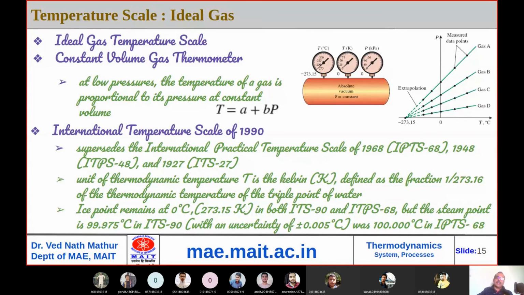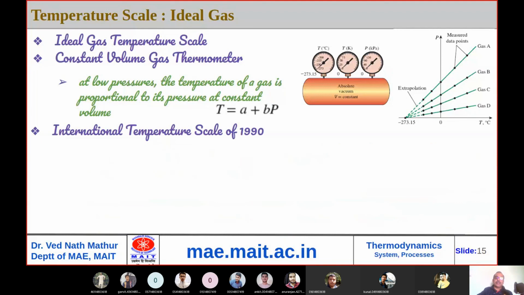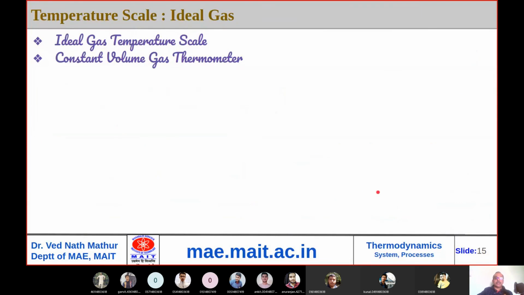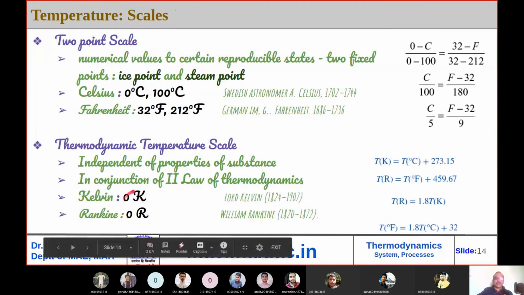So just wait for a few classes. We'll be discussing the second law of thermodynamics, and then we'll take up this temperature scale once again. So for now you just take this for granted, and then I'll tell you. Actually, it's not as simple. The Kelvin scale has changed many times. I was just telling you that.